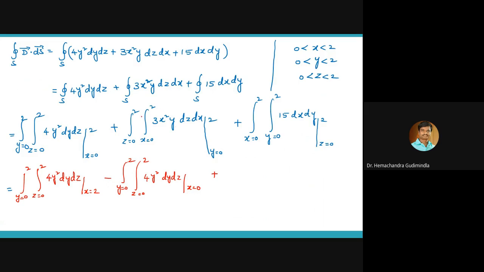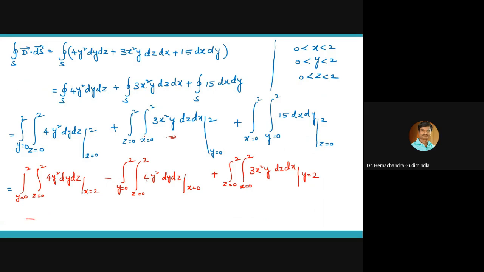Now come to the second term. Here again y is varying from 0 to 2. So now again I will write z is varying from 0 to 2 and x is varying from 0 to 2, of 3x square y dz dx, where y equal to 2. That means I am substituting the upper limit. Now what we need to do? Upper limit minus lower limit, right? Minus, what is the lower limit?